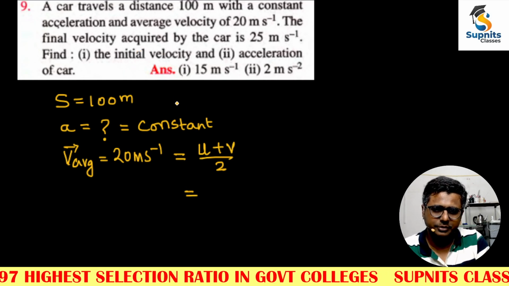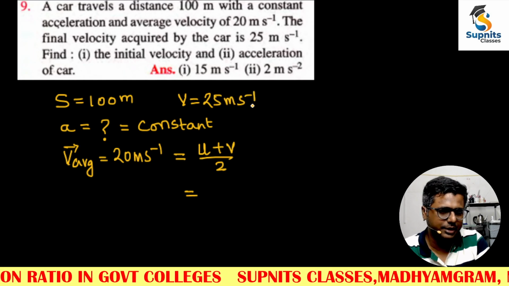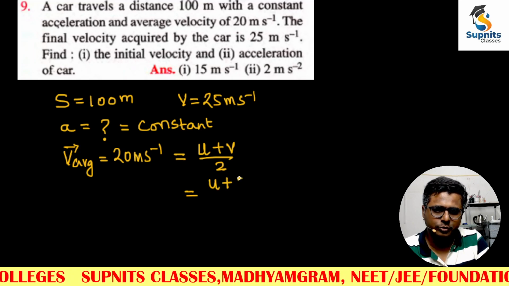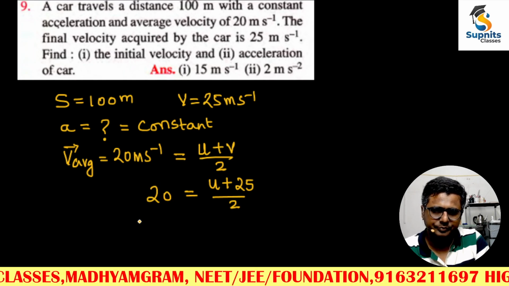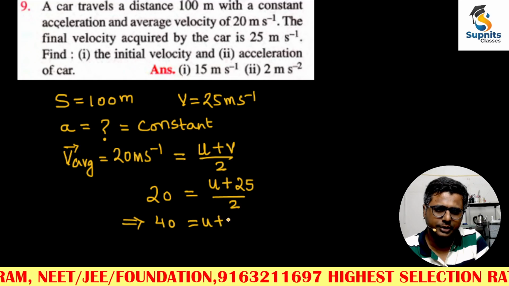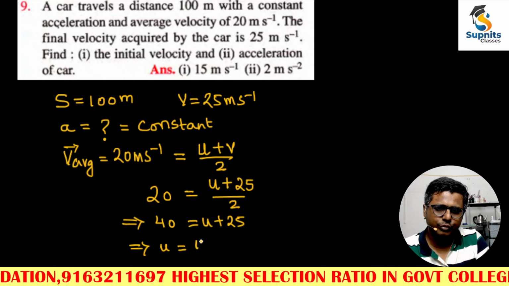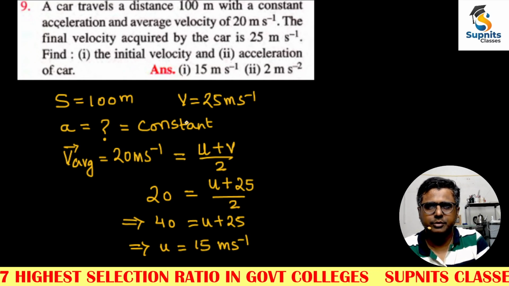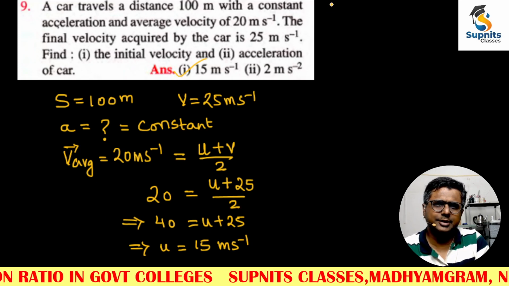Now we know what is v. V is given, so v is equal to 25 meter per second. u is not known, so I will write u plus 25 by 2 is equal to 20 over here. So this will be 40 is equal to u plus 25. So u will be 15, 40 minus 25, 15 meter per second. So my first answer is done. Initial velocity I have found out. The next portion is very easy.